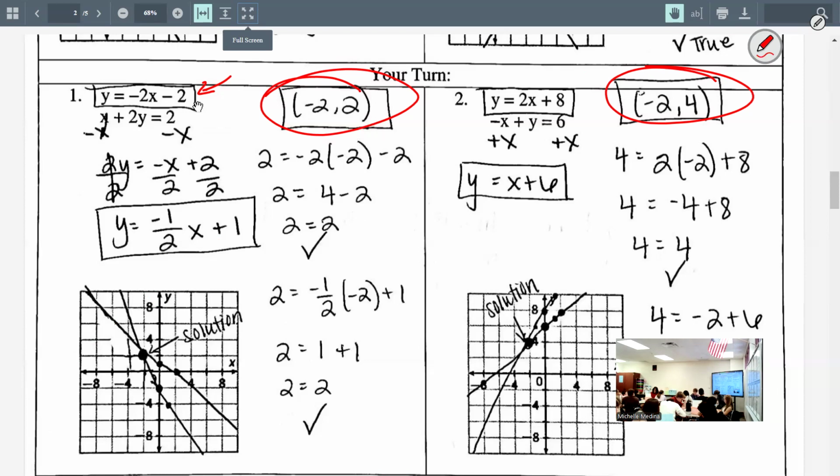What's the number in front of the x if it's not written? A 1. And in this situation, it was a -1. Your slope is allowed to be a fraction. In fact, it's easier if it's a fraction versus going down 0.5 to the right 1. You'd want to go down 1, to the right 2. So that's my fraction. My y-intercept simplifies to 1. So that's what I graph first, and then I use my slope to find the rest. Questions on that?